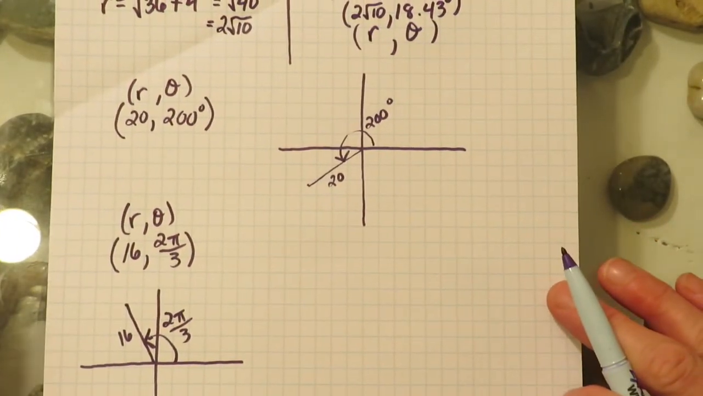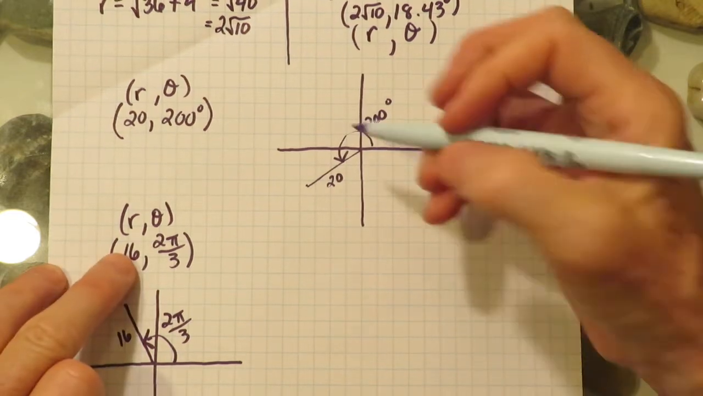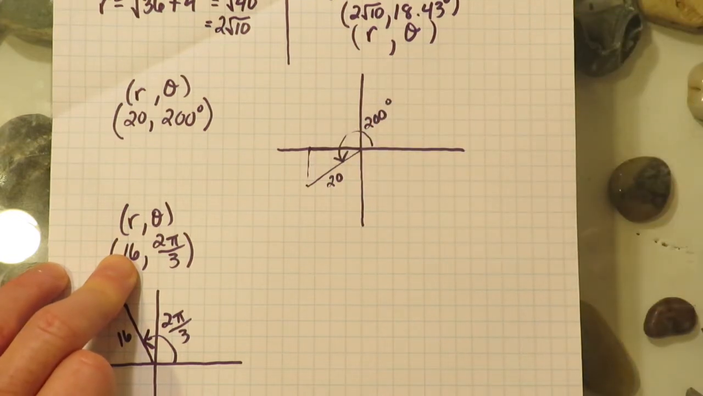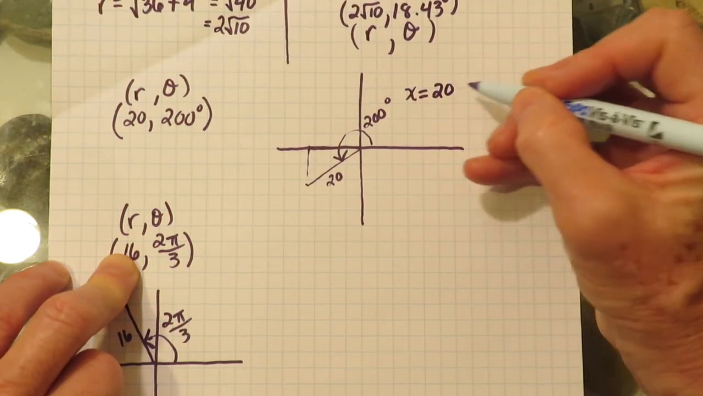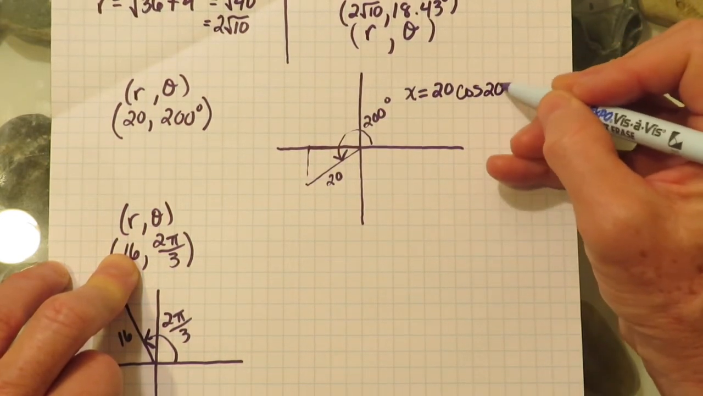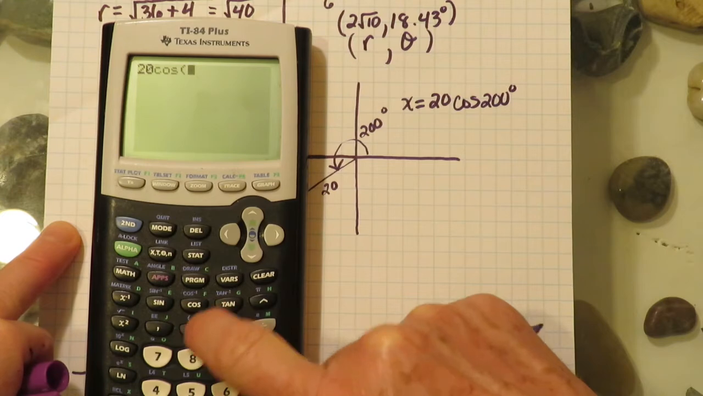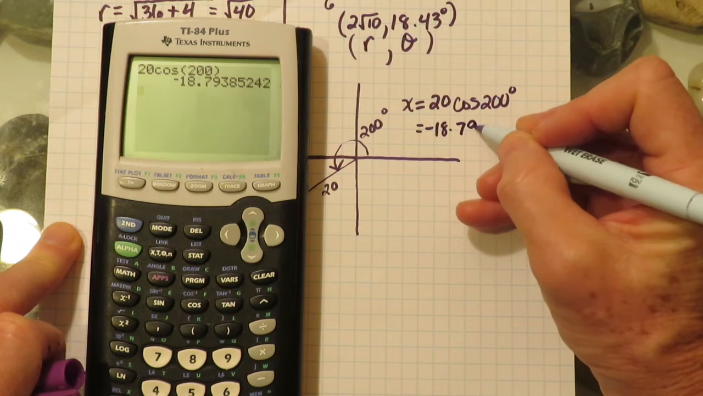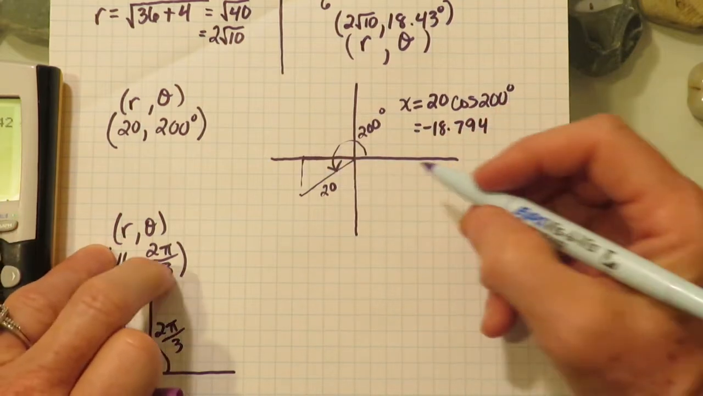If I were given the point 20, 200 degrees already in polar coordinates and I wanted to go back to rectangular coordinates, the x coordinate, due to right triangle trig, will end up being equal to my radius, which is 20, times cosine of my angle of 200 degrees. So if I take 20 times cosine of 200, I get negative 18.794. And notice I'm in quadrant 3, so x should be negative.